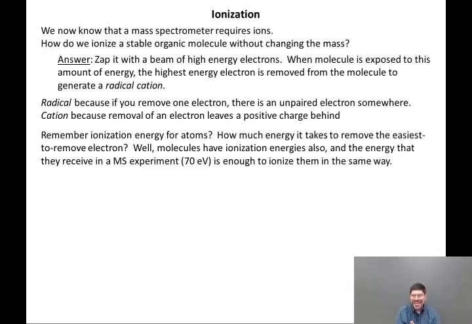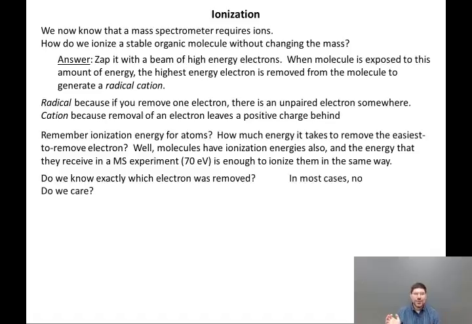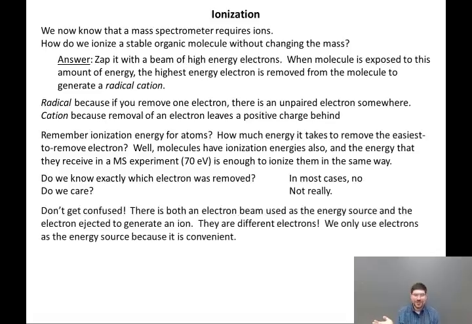Well, molecules have ionization energies also. And when you zap them with electrons, you're giving them the energy that they need to eject an electron and make an ion. And the energy that they receive in a mass spectrometer, which is typically 70 electron volts, is enough to ionize molecules in the same way that you can ionize atoms. So do we know exactly which electron is removed when a molecule is bombarded with a beam of electrons? In most cases, no. Do we care? Not really. Okay, we just know that it's losing an electron somewhere.